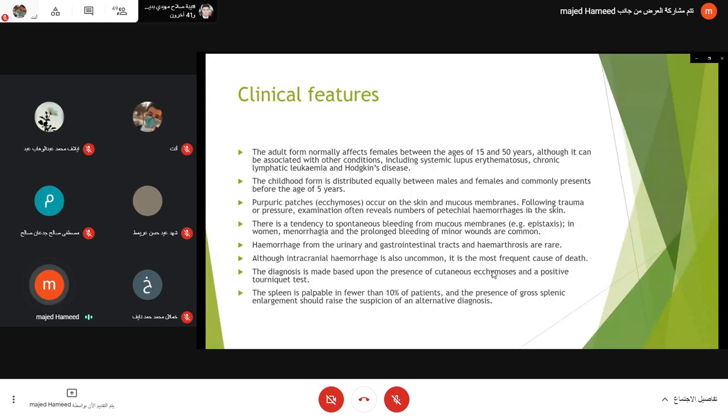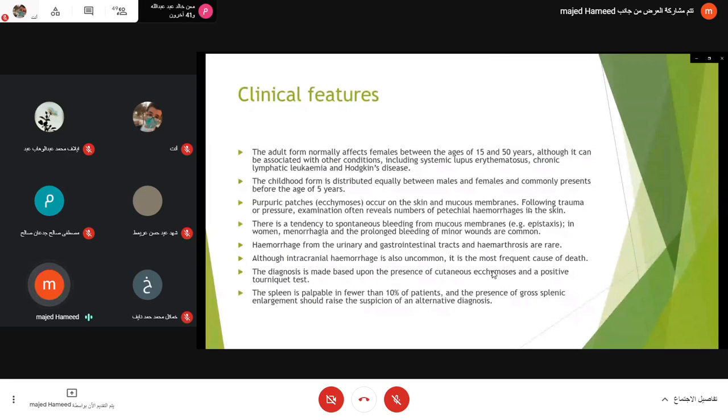Purpuric patches and ecchymosis occur in the skin and the mucous membrane following trauma or pressure. Examination often reveals a number of petechial hemorrhages in the skin. There is a tendency to spontaneous bleeding from mucous membrane, for example epistaxis; in women, menorrhagia and prolonged bleeding of minor wounds are common.